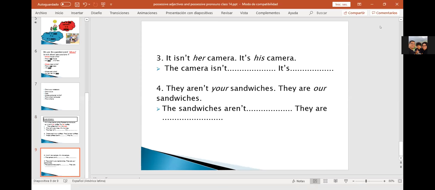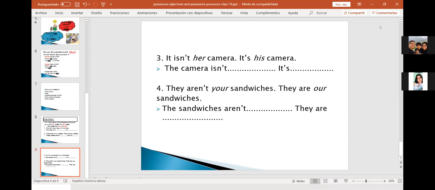It isn't her camera. It's his camera. The camera isn't hers. No, it's his. It's his. Very good. And the last one, Katia, can you do it? They aren't your sandwiches. They are our sandwiches. The sandwiches aren't yours. They are ours, only ours.